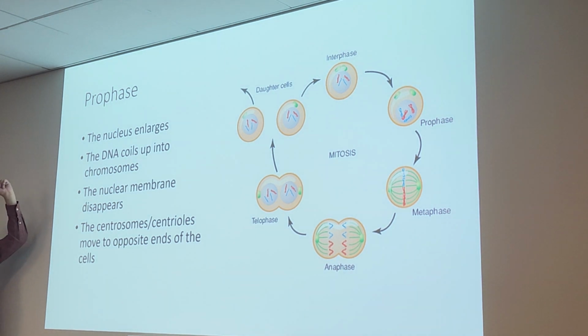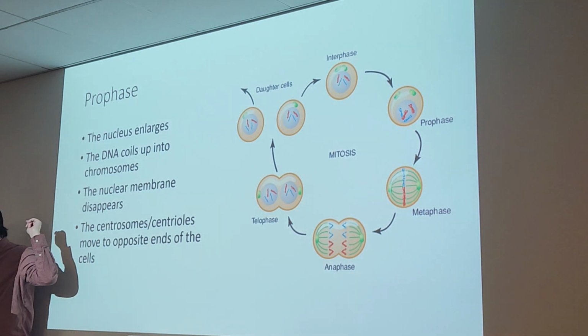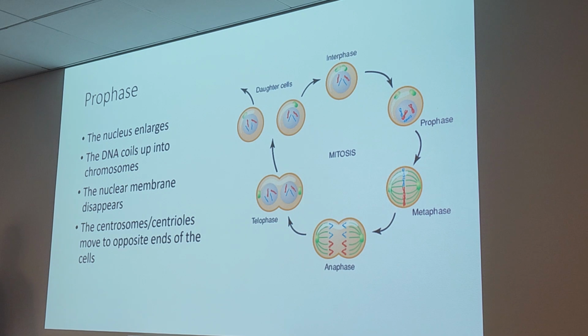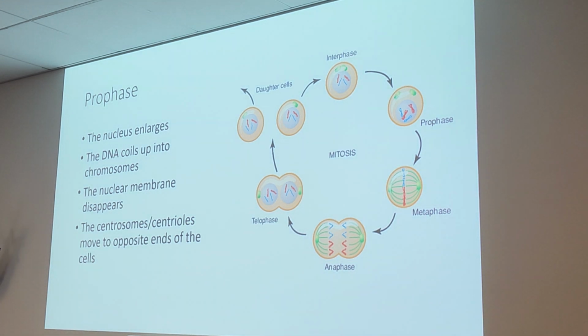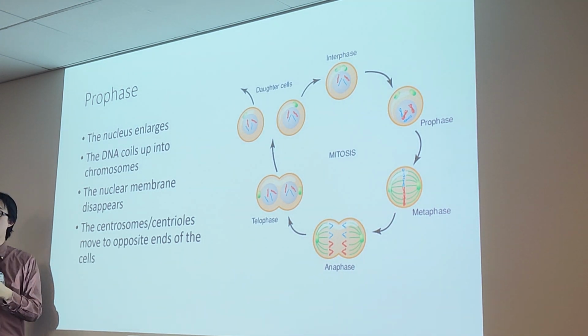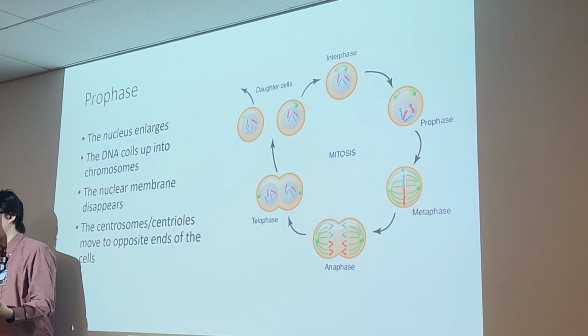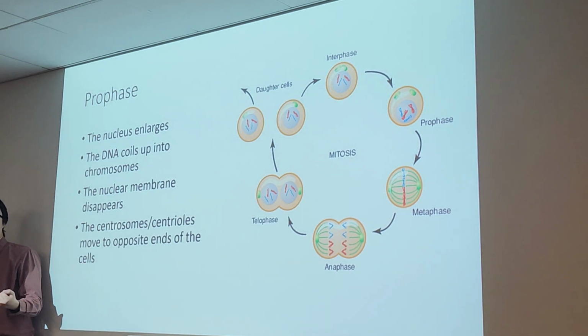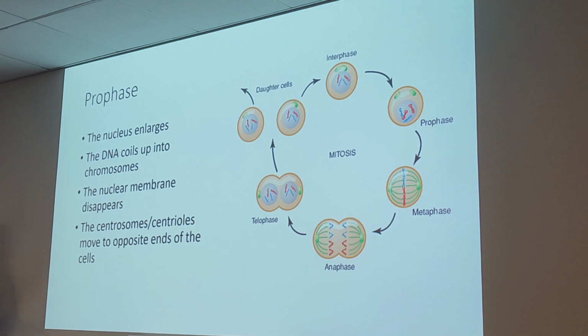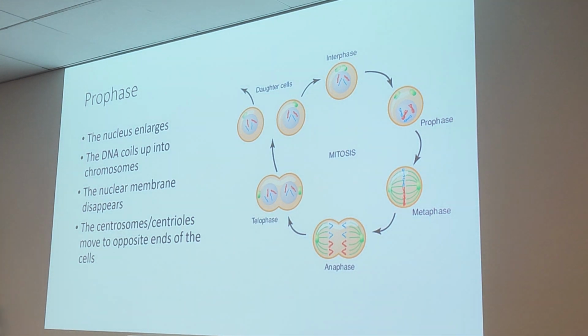Prophase, the very first phase. In this phase, the nucleus enlarges and then begins to disappear. Right? So now we lose that nuclear membrane. The nucleus is no longer separated from the rest of the cell. But this makes sense because we now need to get the DNA out of the nucleus so that we can move it into separate cells. So we're going to destroy or dissolve the nucleus so the DNA is free.